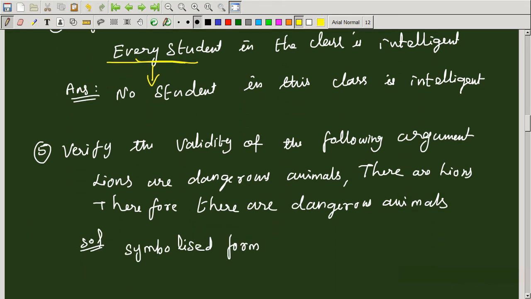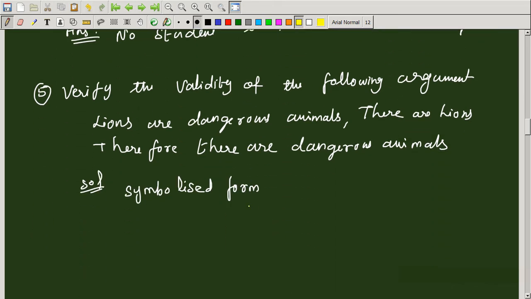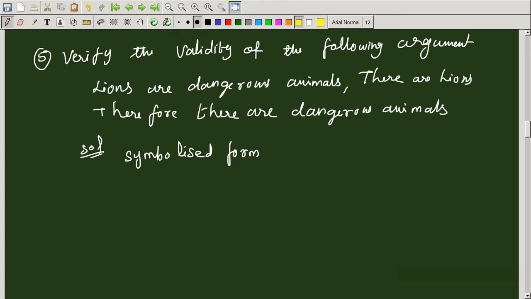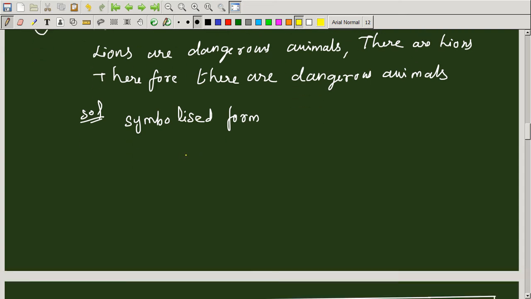Next, we are going to see one problem, how to do predicate calculus. Verify the validity of the following argument. Lions are dangerous animals. There are lions. Therefore, there are dangerous animals. Before solving, we need a symbolized form. So lion, I'm going to take L of x, where x is lion. And dangerous, I'm going to take D of x, where x is dangerous.